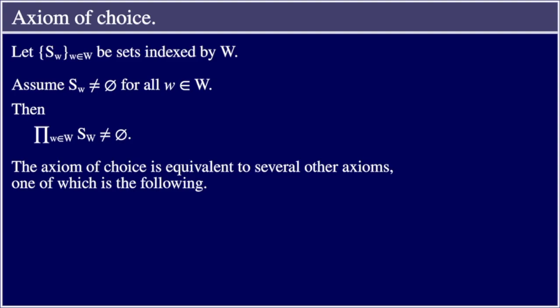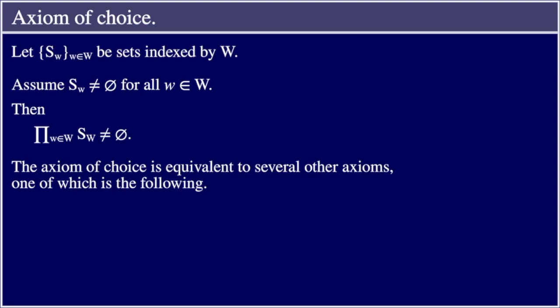Axiom of choice. Let S sub w be sets indexed by W. Assume S sub w is not equal to the empty set for all w a member of W. Then the product of sets S sub w is not equal to the empty set.